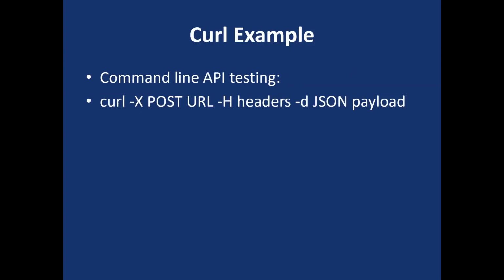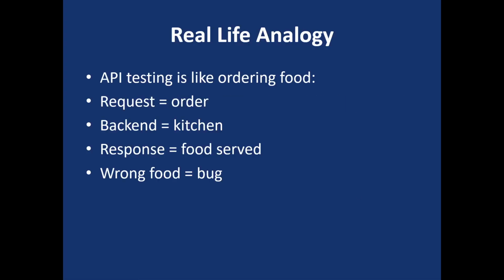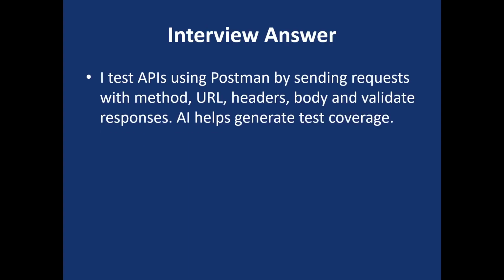Right? So if we talk about the curl example, same API can also be tested using command line. So if you want, you can try with this curl URL. Fine. So if I talk about the real life analogy, think of API testing like ordering the food. You just place an order, that is a request. Kitchen prepares food, that is backend, and waiter brings the food, that is basically response. If food is wrong, that is bug. If order fails, then that is defect.